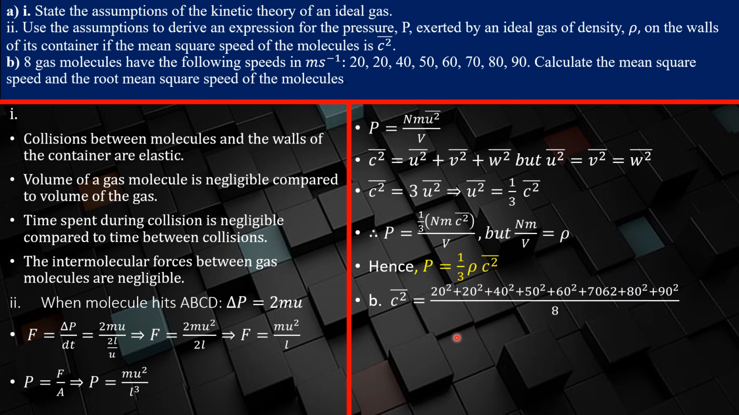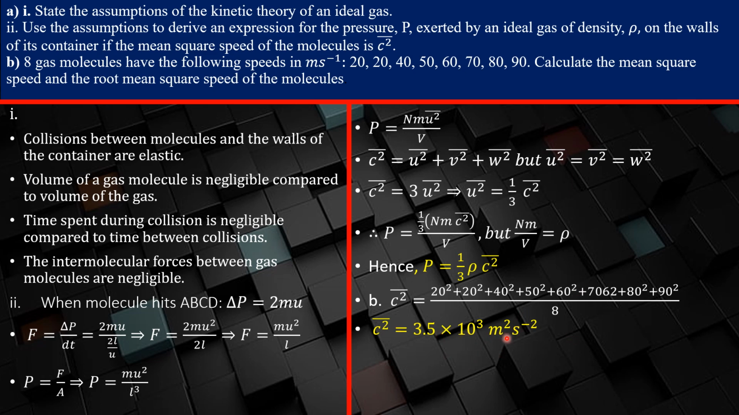Okay, and so the B part says 8 gas molecules have the following speeds. Calculate the mean square speed and the root mean square speed of the molecules. The mean square speed is the square of every one of these speeds divided by the total number of molecules. So 20 squared, and how many molecules are there? There are 8 molecules. So that's how you get the mean square speed.